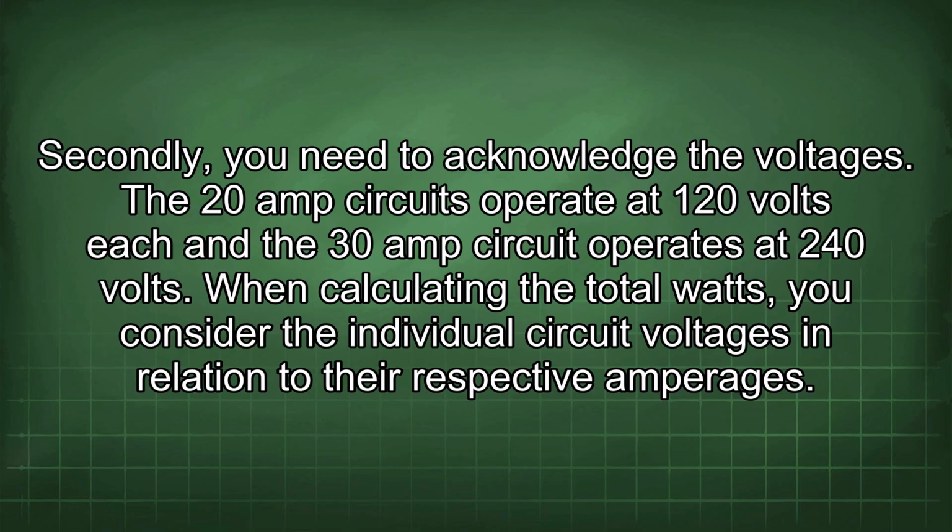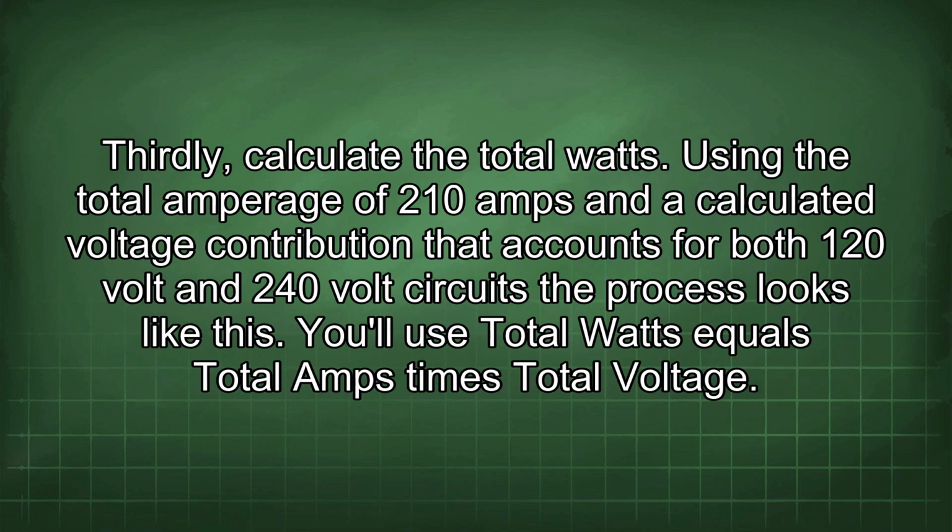Secondly, you need to acknowledge the voltages. The 20 amp circuits operate at 120 volts each and the 30 amp circuit operates at 240 volts. When calculating the total watts, you consider the individual circuit voltages in relation to their respective amperages. Thirdly, calculate the total watts. Using the total amperage of 210 amps and a calculated voltage contribution that accounts for both 120 volt and 240 volt circuits, the process looks like this.